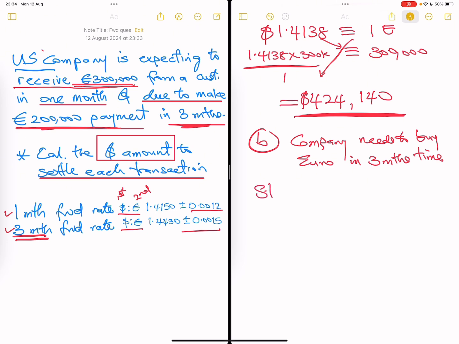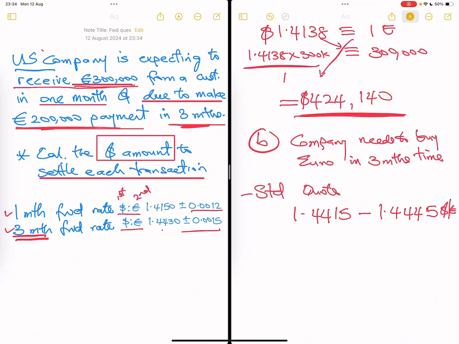So let's get our standard quotes first, which is our first step. We need to deduct and add 0.0015. Let's do the buy rate first, which is 1.443 minus 0.0015. And that will give us a buy rate of 1.4415 and a sell rate of 1.443 plus 0.0015. And that gives us 1.4445. Still dollar per euro. So we have our standard quotes.